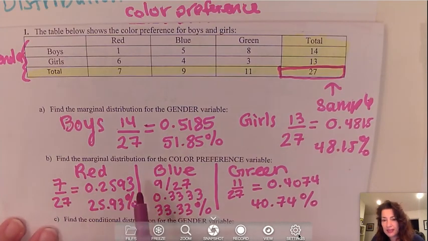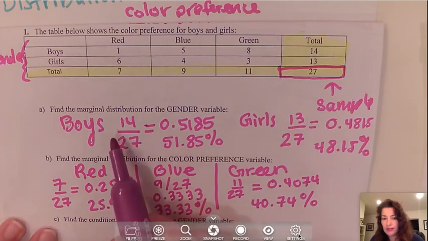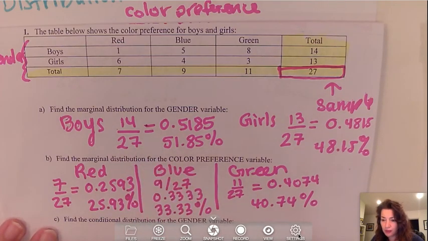So basically, this is it for the marginal distribution for gender and the marginal distribution for color preference. In the next video, I'm going to discuss conditional distribution.